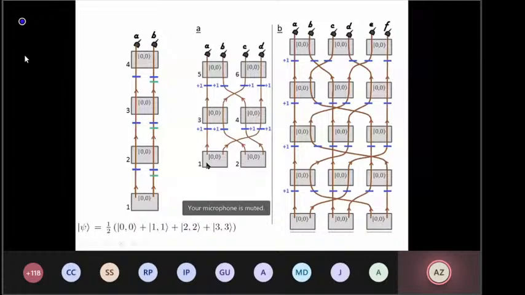You can also cross the beams in different ways. This way you can create a four-photon entangled state here. You can have a six-photon, a five-dimensional entangled state and so on. This is a new scalable way to produce complicated entangled states.